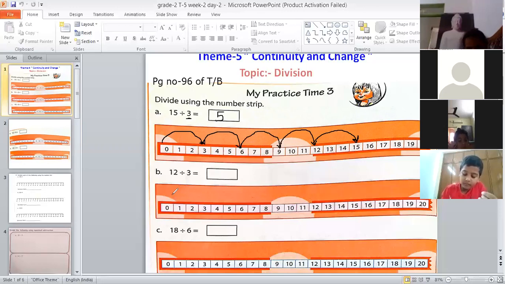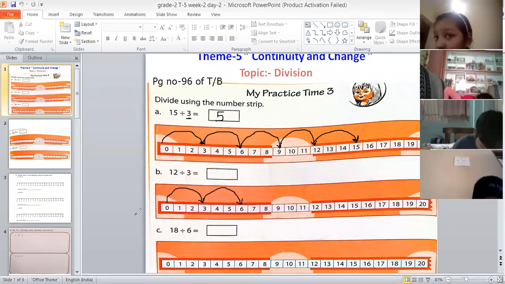Again, we'll start from 0 and count forward 3 from 0. If we count forward 3 from 0, we will reach number 3. Pathan, after 3, what is the next number? Ma'am, 6. Very good. If we count forward 3 from 3, we'll reach number 6.